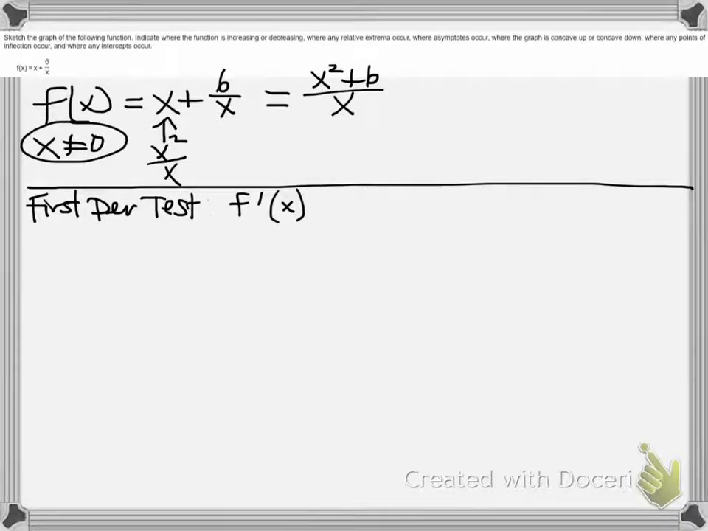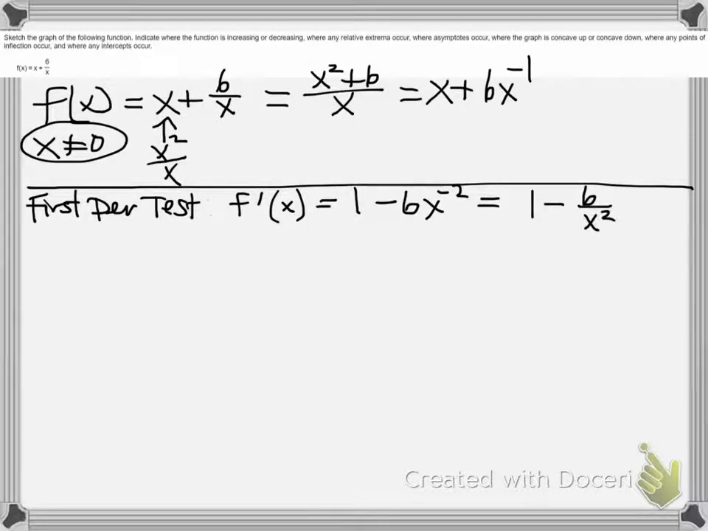x. If we look at f of x, actually let me write a third version of f of x. We could write it as x plus 6 times x to the negative 1 power. So that's going to come in handy for our first derivative. We could calculate our first derivative as 1. Derivative of x is 1. And then minus 6x to the power negative 2. We could also write this as 1 minus 6 over x squared. All right, so both are fine.